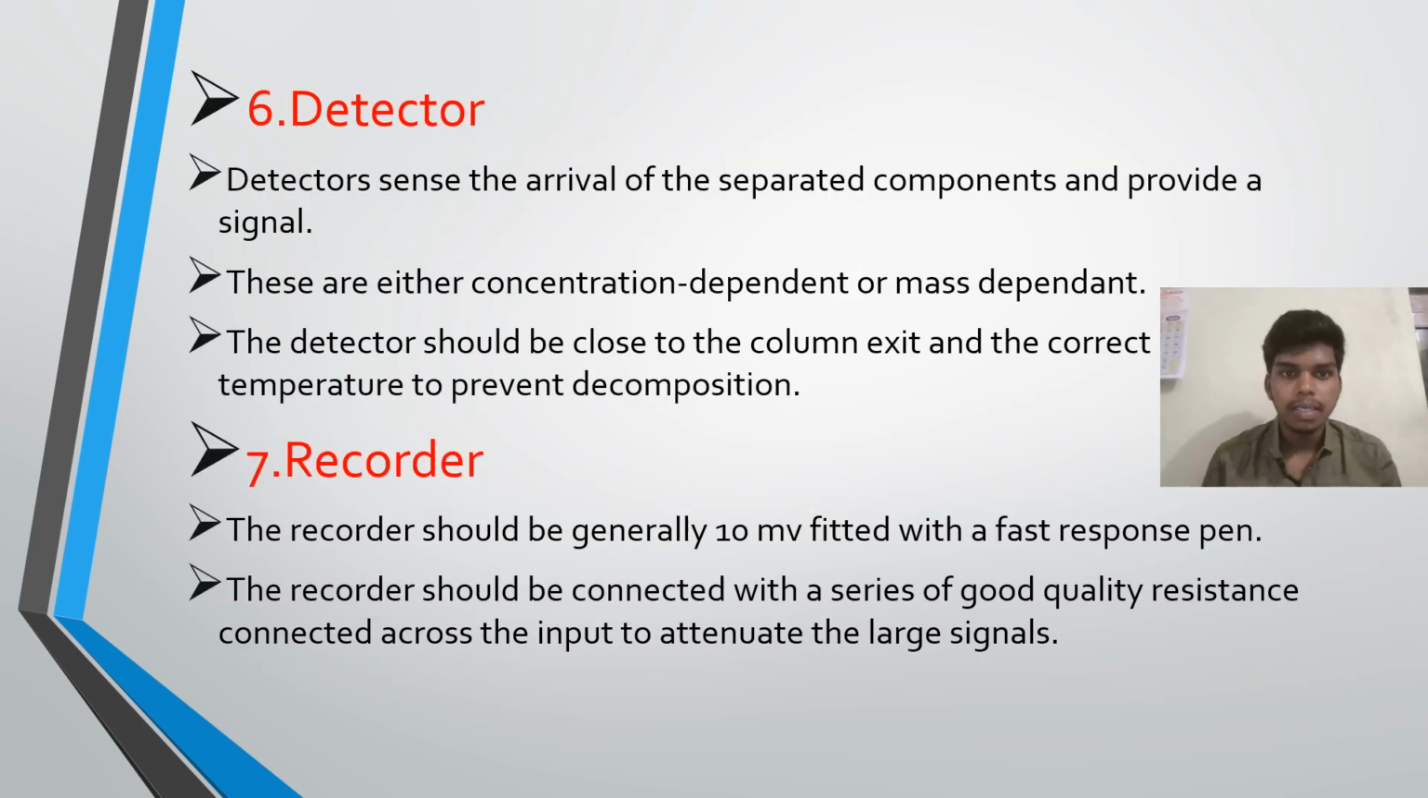Detectors. Detectors sense the arrival of separated components and provide a signal. These are either concentration dependent or mass dependent. The detector should be close to the column exit and at the correct temperature to prevent condensation. Recorder. The recorder should be generally 10 mV, fitted with a fast response time. The recorder should be connected with a series of good quality resistors across the input to attenuate large signals.